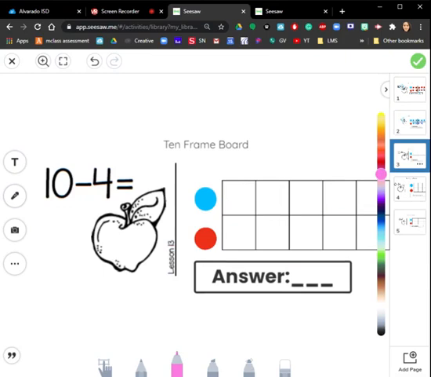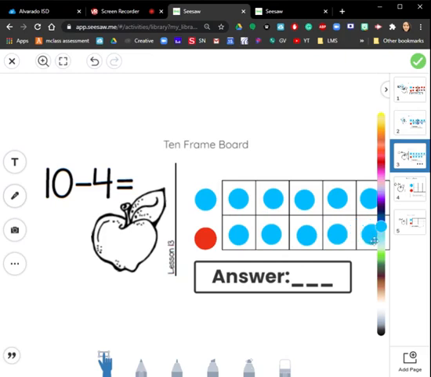Let's do one more. This problem says 10 minus 4. Let's use the blue dots this time. 1, 2, 3, 4, 5. So I know the top is 5. And then we can do the other 5 at the bottom because 5 plus 5 is 10. And also a 10 frame has 10, so we just have to fill up the whole thing if we're starting off with 10. Now it says to take away or subtract 4.